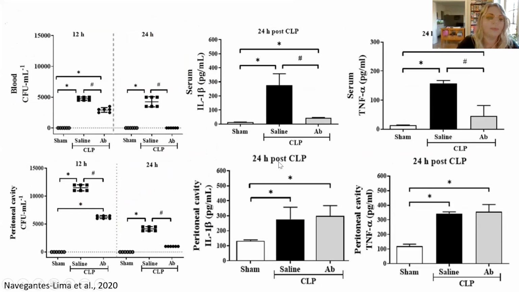And so next they wanted to look at bacterial load, and saw that pre-treatment allowed the mice to have almost complete control over bacteremia after 24 hours post-infection in both the blood and the peritoneal cavity of these mice.